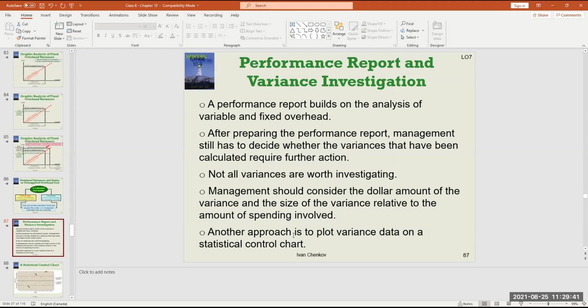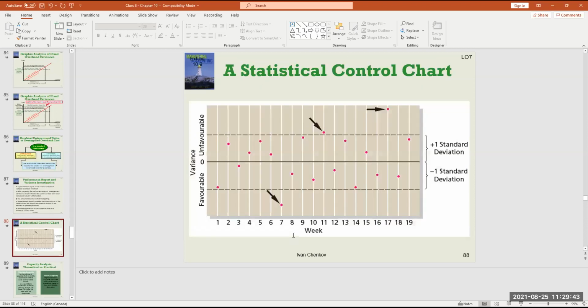The other approach will be to plot the variance. So you're going to see where there's no variance, and you're going to chase the favorable ones. You're going to set the range of the standard deviation, now going into statistics, and everything above or under the standard deviation will be the one that you're going to chase.